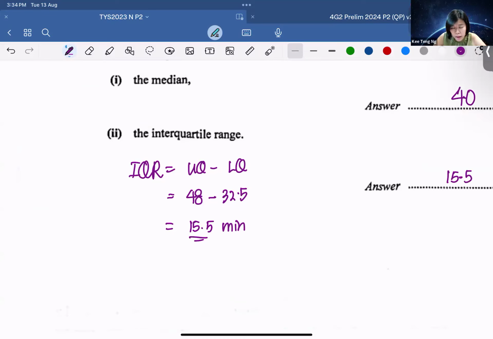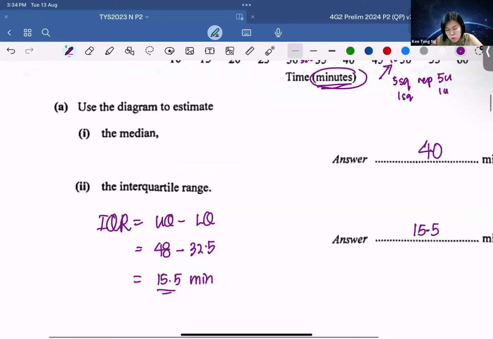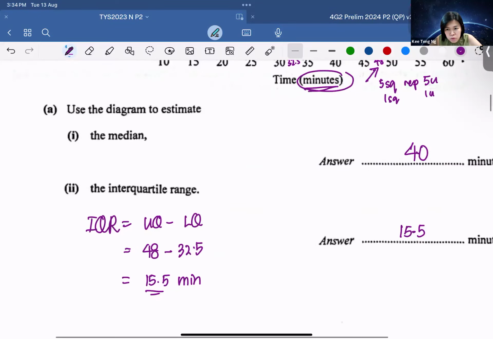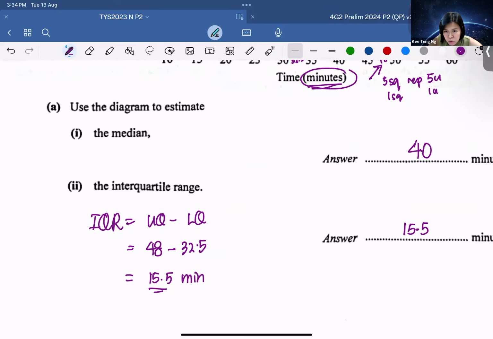This one is TYS 2022 paper 2, one of the questions at the back. This part, who don't know how to do? Everyone knows how to do, right? I assume all know how to do. Yeah, must get it correct.